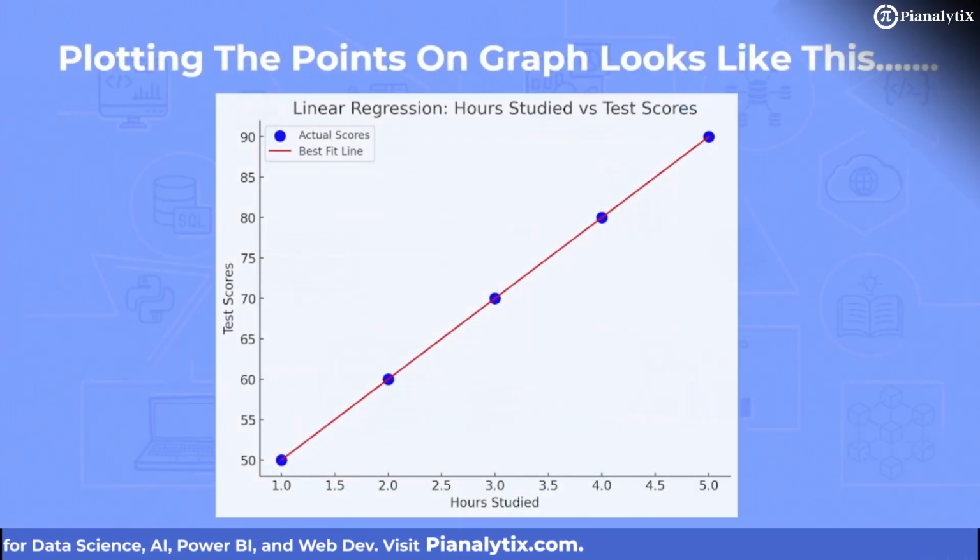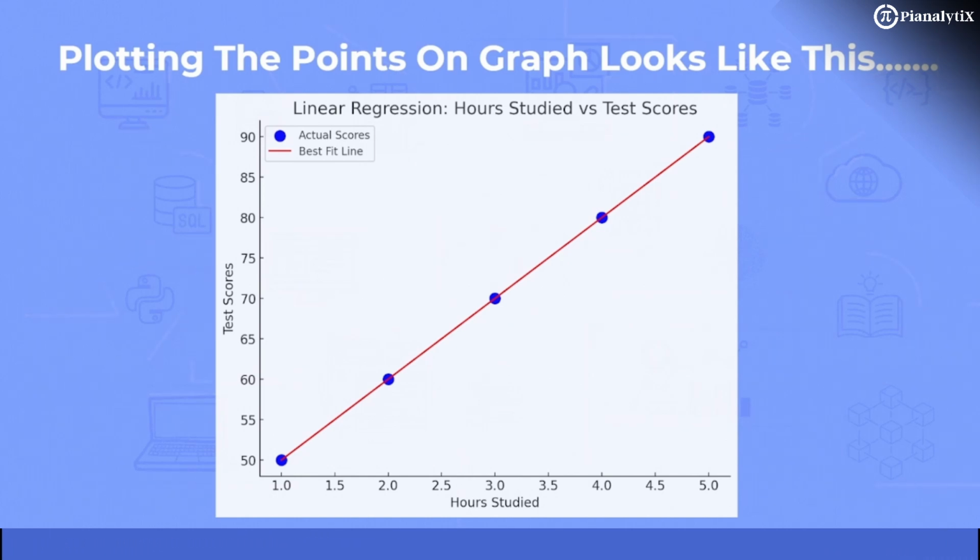From these graphs, we can easily predict test scores based on study hours. All the points completely lie on the regression line. But here's the catch. Our predictions aren't always perfect. There will always be some error between the actual value and the predicted value.